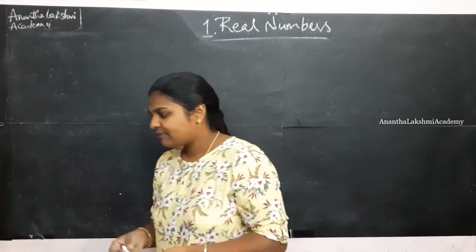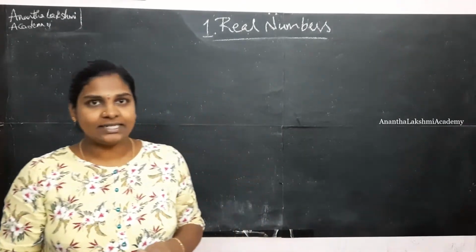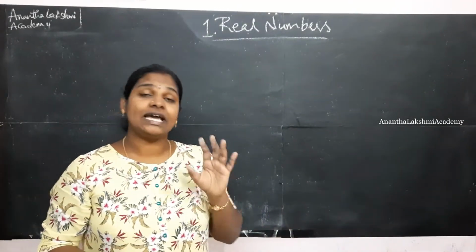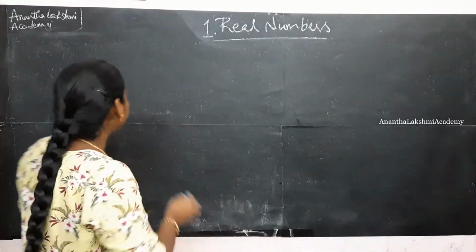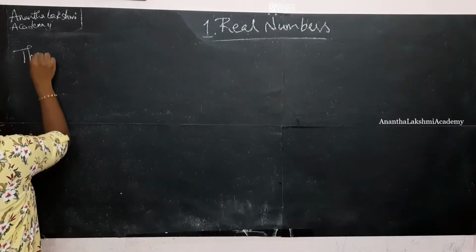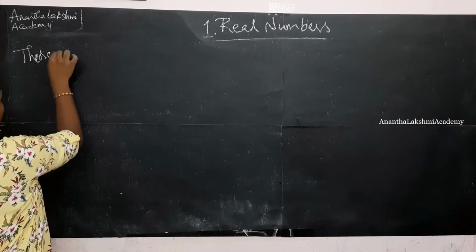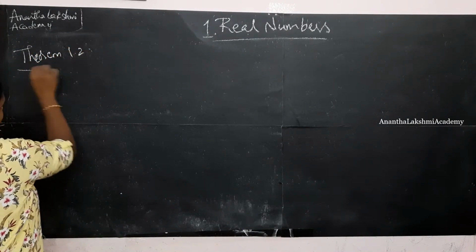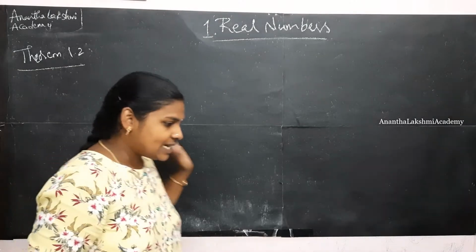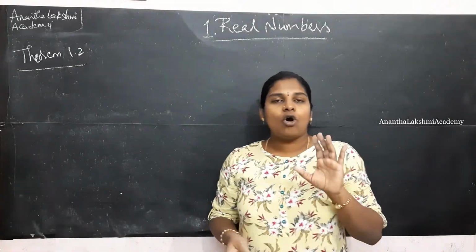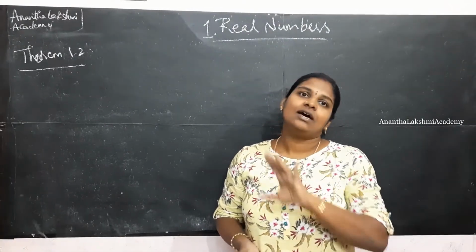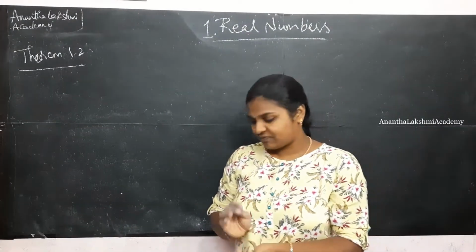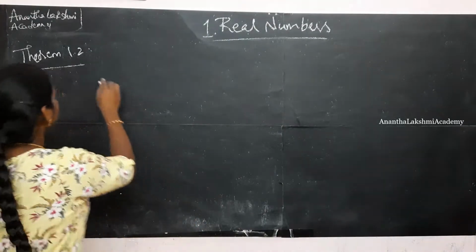So today we are going to discuss the concept that is needed for us to solve the HCF and LCM problems in exercise 1.2. That is our theorem 1.2. If you read the textbook, you get to know what theorem 1.2 says: every composite number can be expressed as the product of its prime factors. Let me write it down.